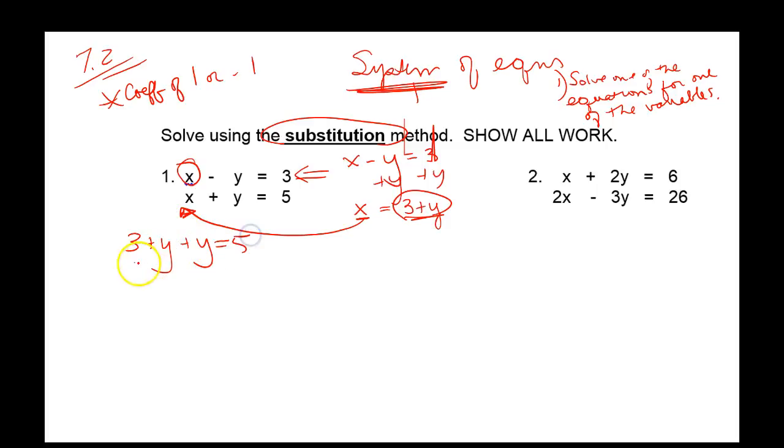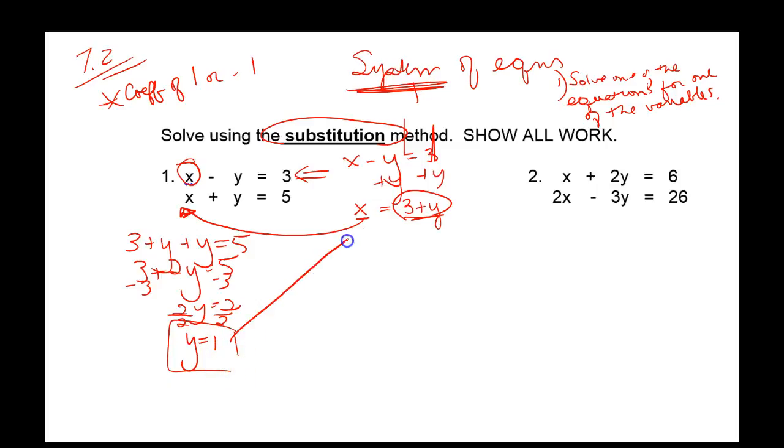3 plus y plus y equals 5. 3 plus 2y equals 5. I'll subtract 3. 2y equals 2. Divide by 2. y equals 1. Now that I have y, I have one of the variables, I take it right back to the original equation that I solved for one of the variables, substitute y back in, and I get x equals 3 plus 1, x equals 4. So my answer should be (4, 1).